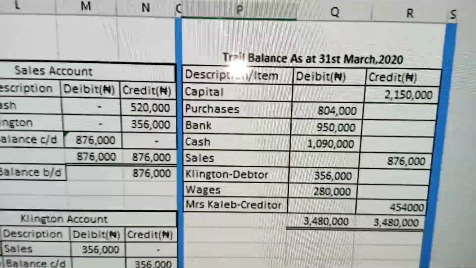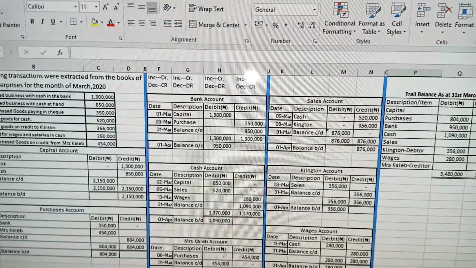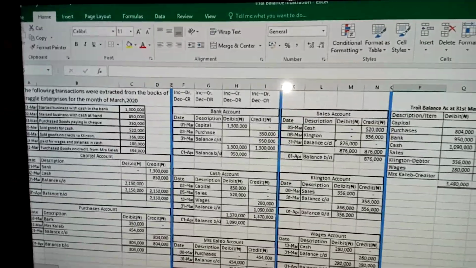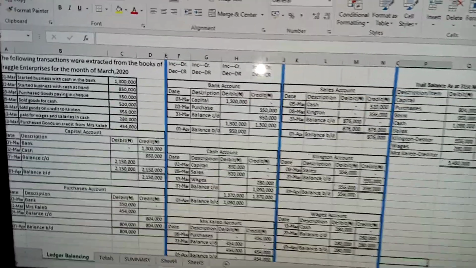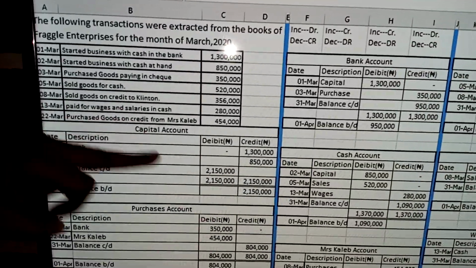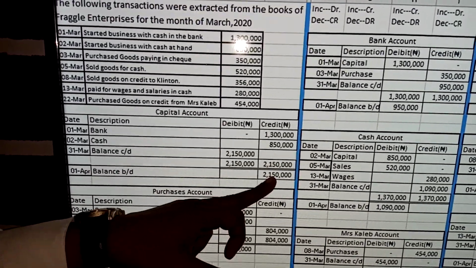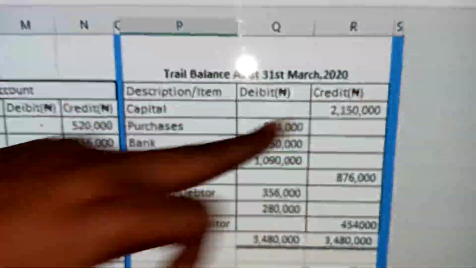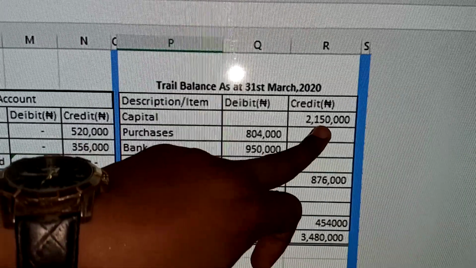Now, after identifying the balances in the ledgers, we'll go ahead to prepare the trial balance. Your capital has what? A credit balance. So it means that your capital will appear in the credit side of the trial balance. Let's go to the trial balance now. This is the trial balance as at 31st March 2020. Capital here will come to the credit side, 2,150,000.